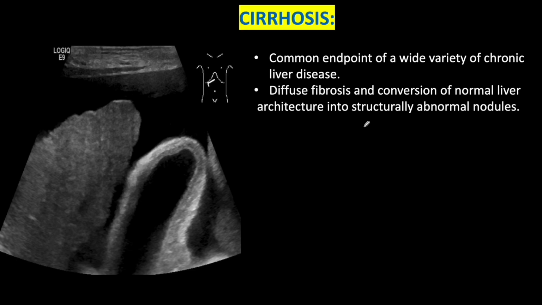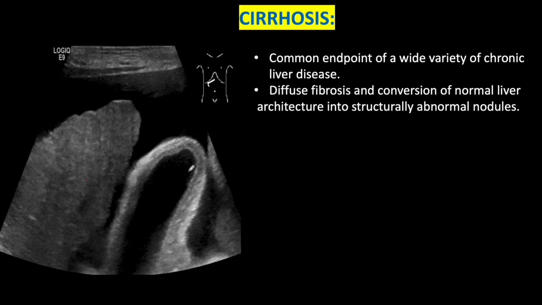So liver cirrhosis is a common endpoint of a wide variety of chronic liver diseases, with diffuse fibrosis and conversion of the normal liver architecture into structurally abnormal nodules. In this diagram, this structure is the liver and this is the gallbladder. This hypoechoic region around the liver is ascites. If you closely look at the margin of this liver, you can see the margin is irregular, and the liver echotexture, which should normally be homogeneous, is coarse.